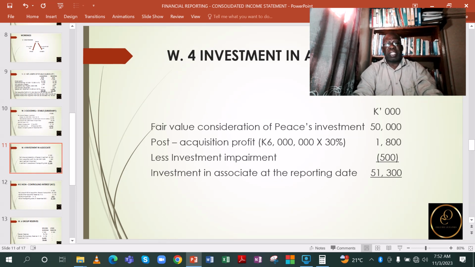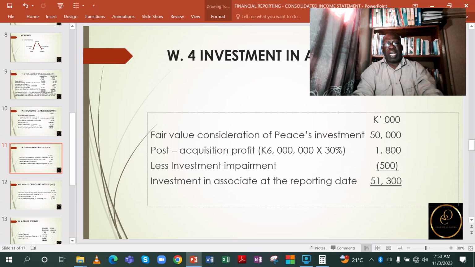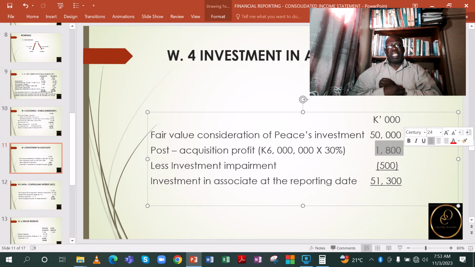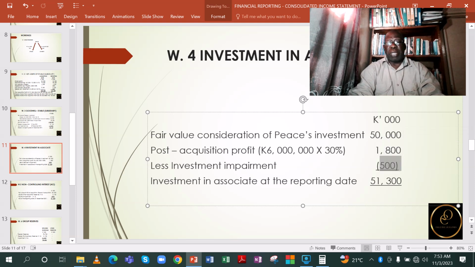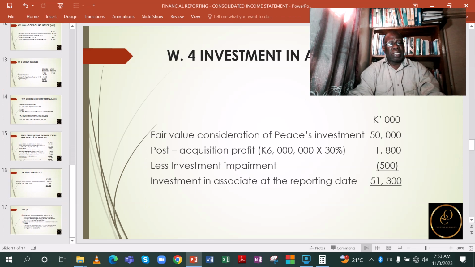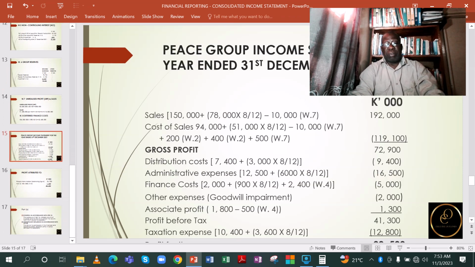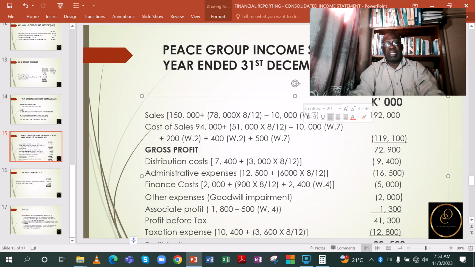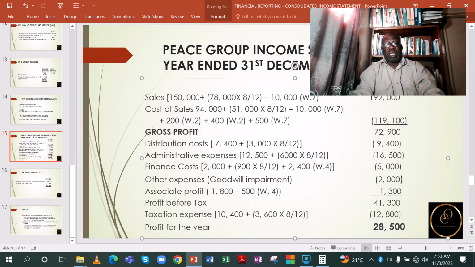The investment in associate, we had post acquisition 1,800,000. Then it was impaired by 500. So 1,800,000 minus 500 give you 1,300,000. That's the profit. So once we have done that, we add them up, we get profit before tax of 41,300,000.